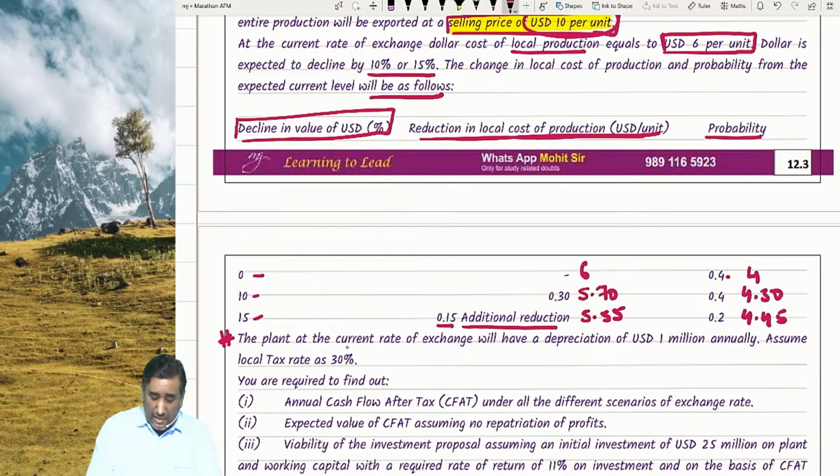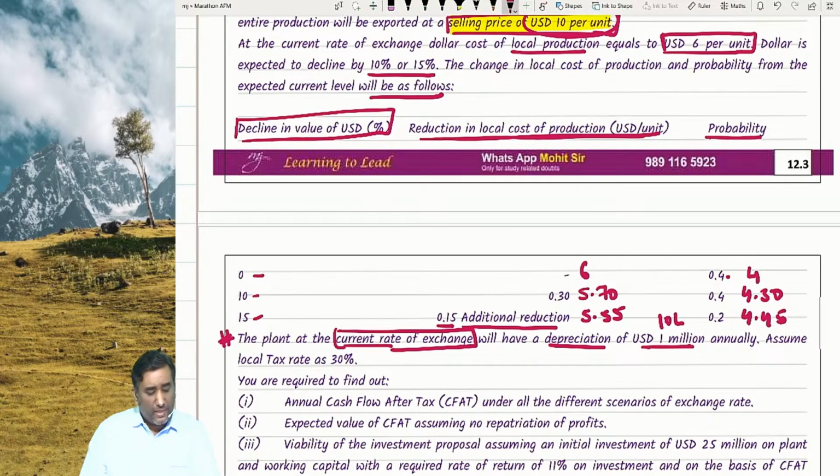The plant at the current rate of exchange, actually this wording was current rate of exchange, will have depreciation of USD 1 million, which is equal to 10 lakhs. Now what he has done, I'll use the same way. At the current exchange rate it is 10 lakh, when the exchange rate declines by 10%, this also declines by 10%, it becomes 9 lakh.